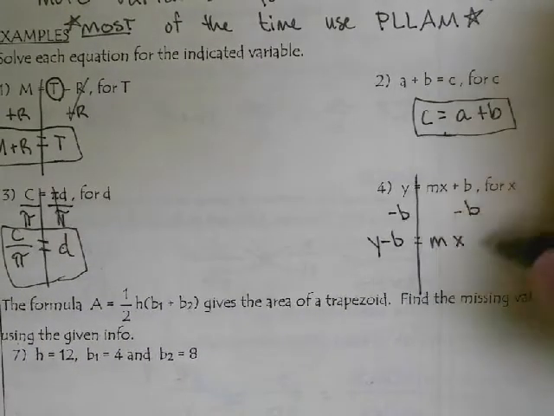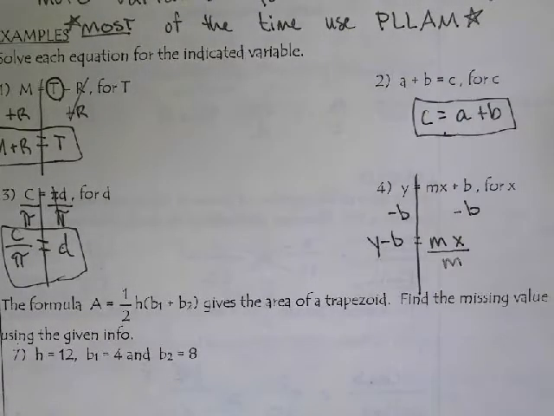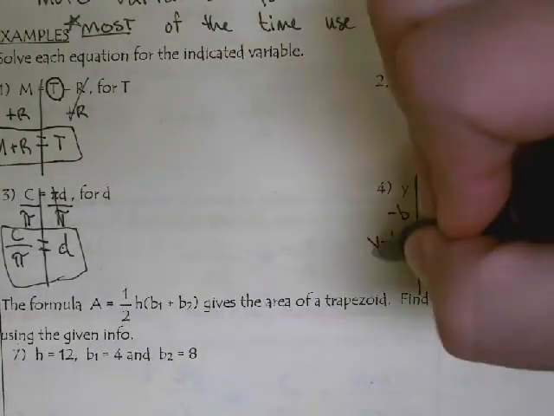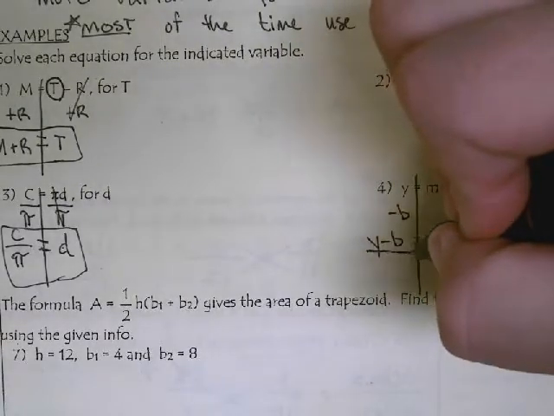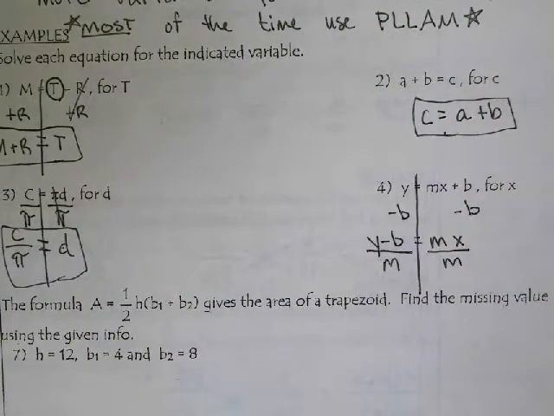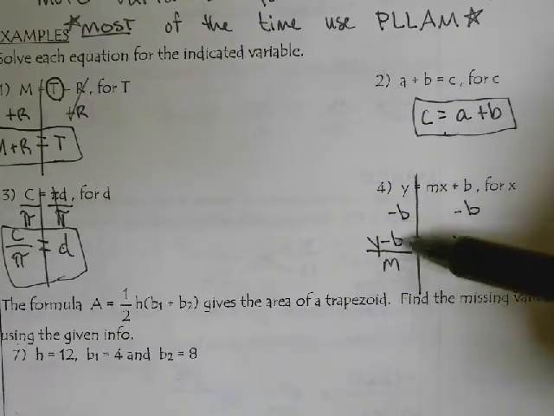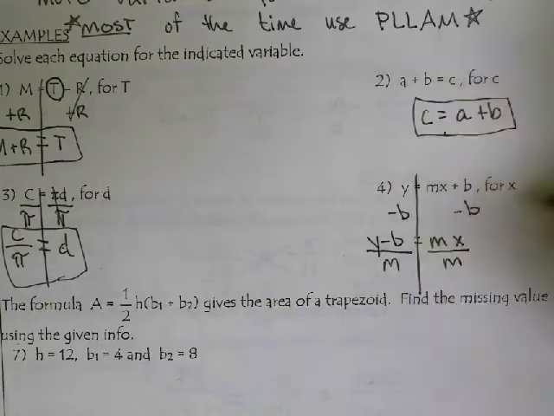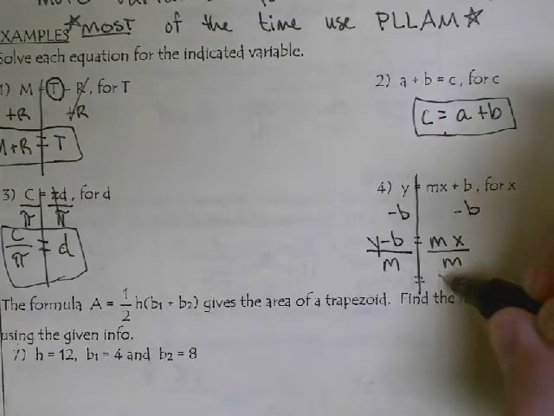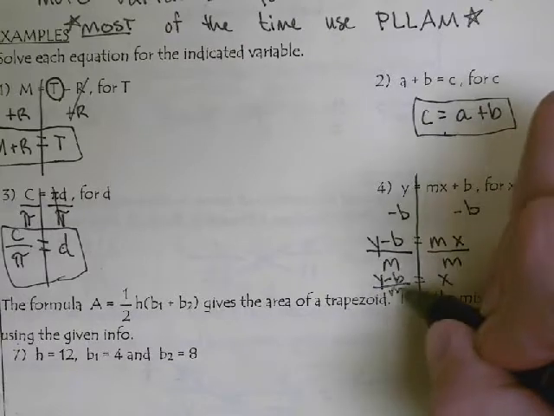Now I will divide both sides by m. This side is straightforward, we divide by m. But on the other side, I'm going to take this whole y minus b as its own numerator, and then we'll divide by m. So the entire y minus b is now the numerator. And then we're left with x equaling y minus b divided by m.